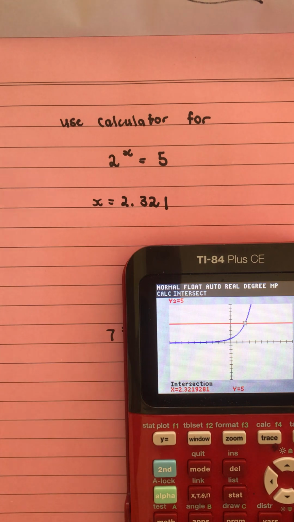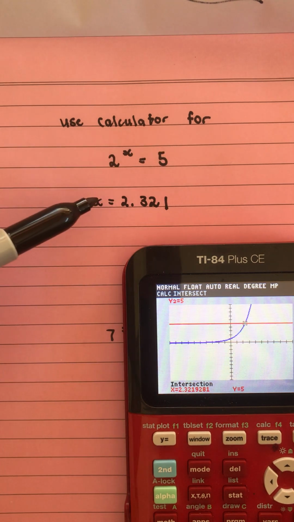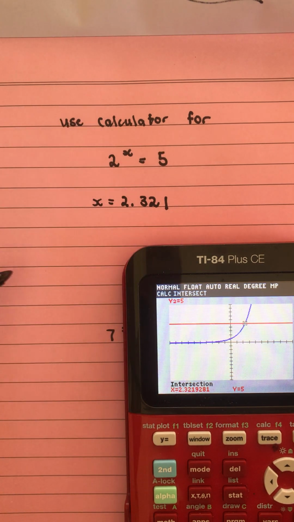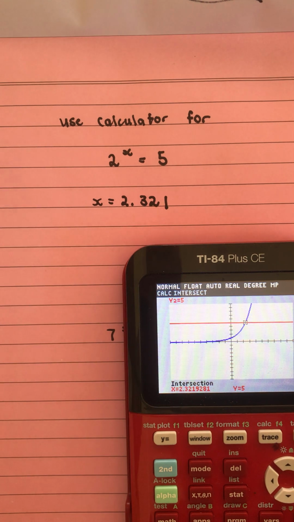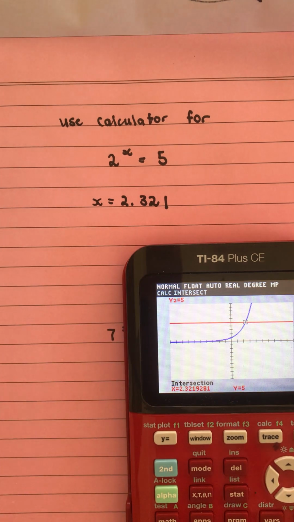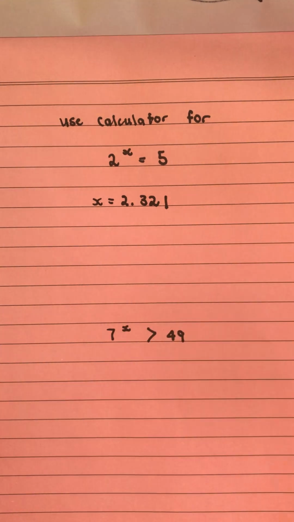Now when we get into logs, obviously we could do the log of both sides, then bring the x down, and then divide log 5 by log 2 and get our answer, but we'll get into our log laws in the next video. Now the last little one here, we've got an inequality.